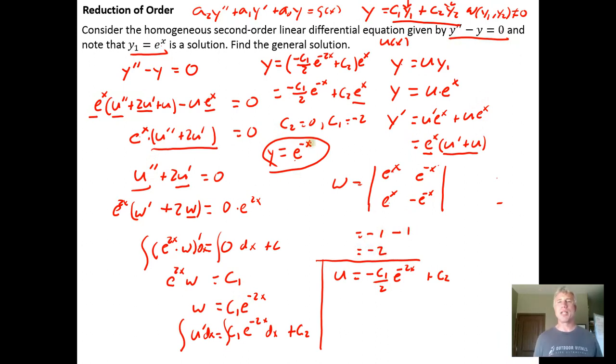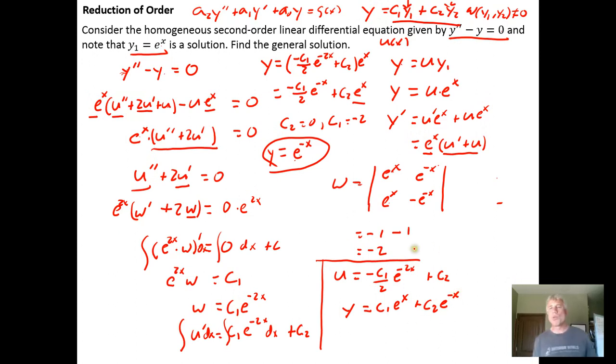So we know that e to the x and e to the negative x, both of which are solutions to this equation, are linearly independent. So the general solution to the differential equation is going to be y equals c sub 1 times e to the x plus c sub 2 times e to the negative x.